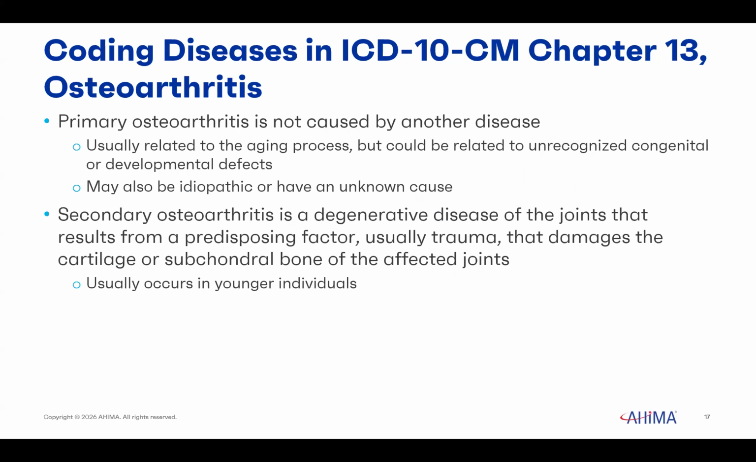Primary osteoarthritis isn't caused by something else. It's related to aging. We can also have secondary osteoarthritis that develops from trauma or something else. And understanding this will guide us to the correct code. And again, this is all based on the documentation.